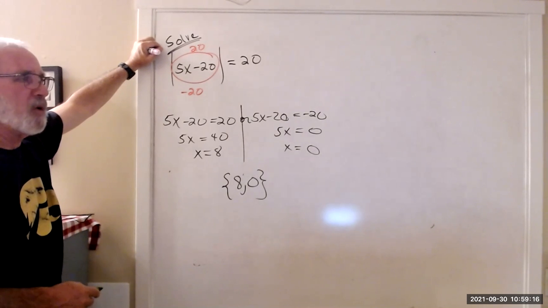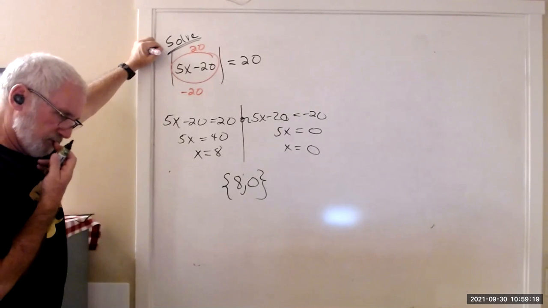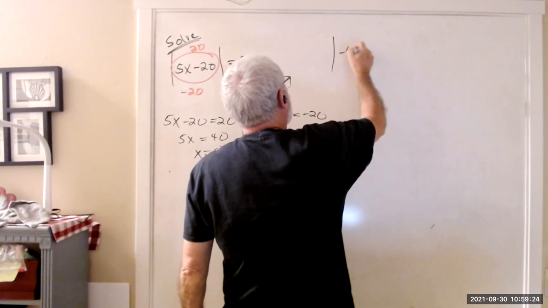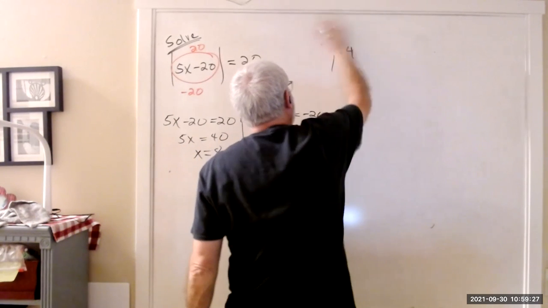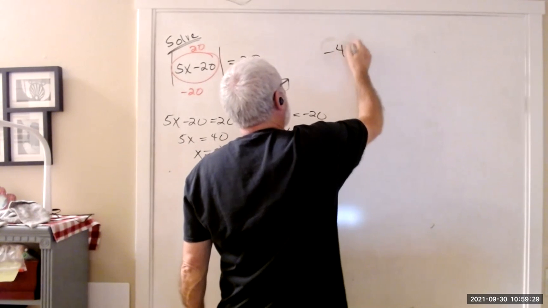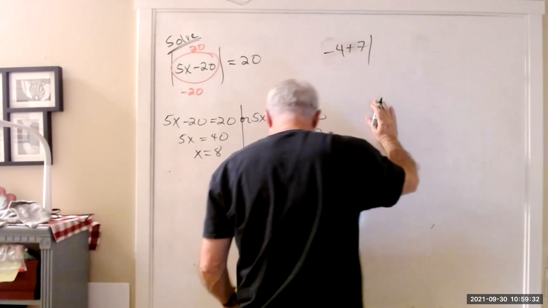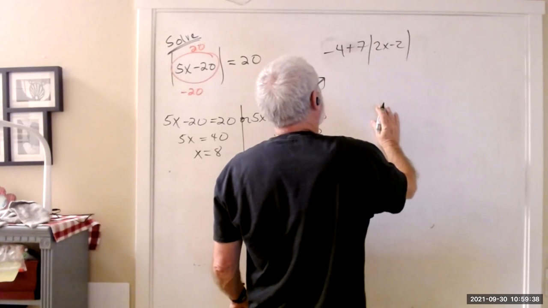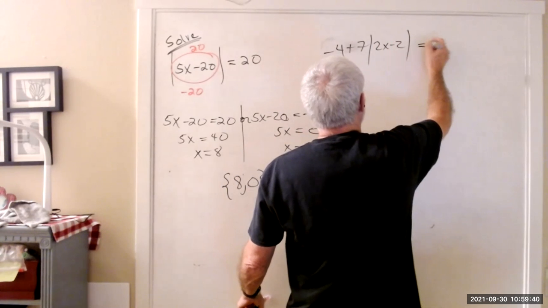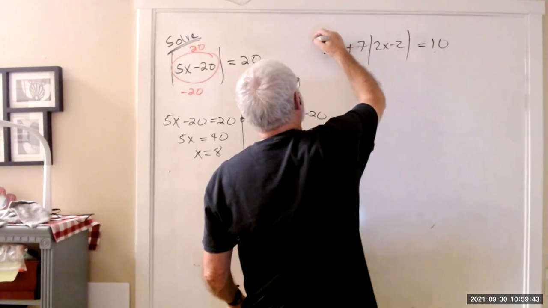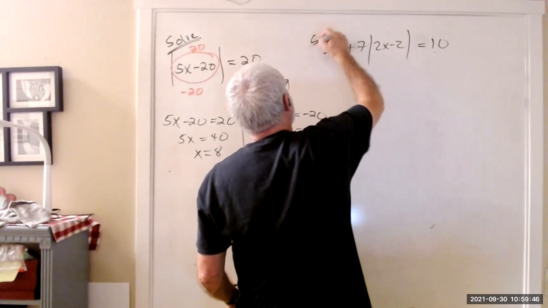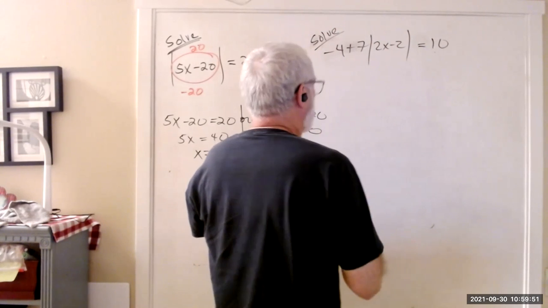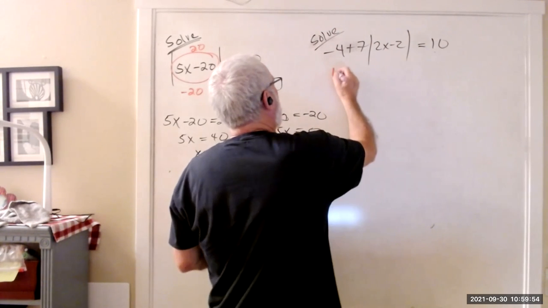All right, a couple more. It's another absolute value one. Negative 4 plus 7 times the absolute value of 2x minus 2, equals 10. Now this is like we did last night. Yeah, I know you have to add the 4 to both sides, but then after that, I kind of get lost. Well, no, that's great. That's a good start. So we add 4.